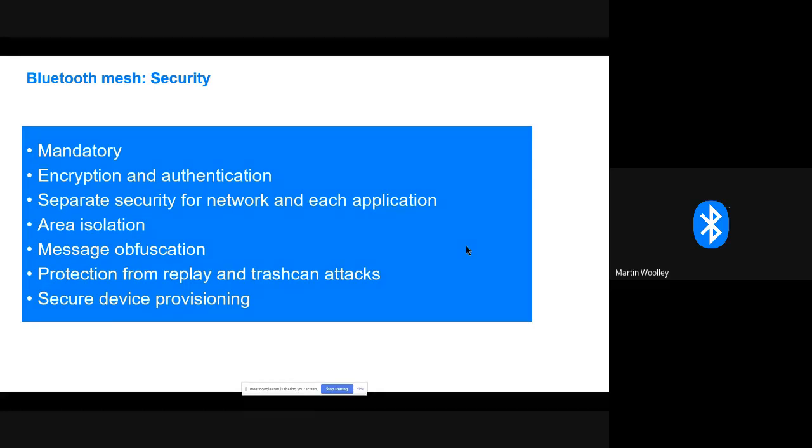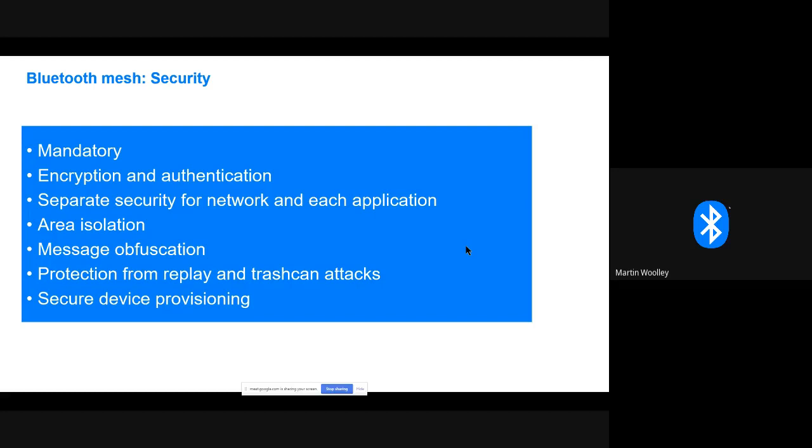There's an obfuscation process, because one of the threats is something called network pattern analysis, where a kind of malicious observer can watch what's happening in a network at a high level, start to deduce patterns of behavior, and from that start to infer maybe the behavior of humans and their devices. So all messages are also obfuscated. And there are some standard attacks like replay attacks and trash can attacks, where you pull a discarded device from the trash and you extract its keys and you try and use those in some form of attack. We've got protection from those built in.